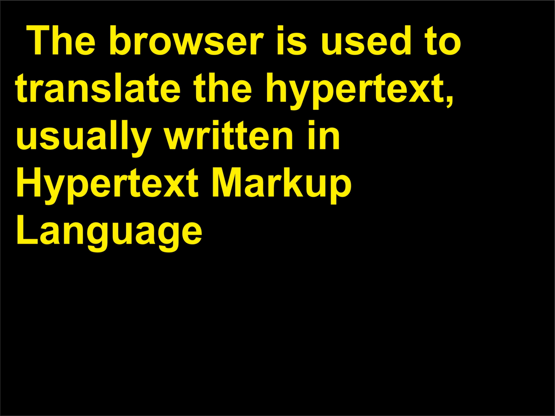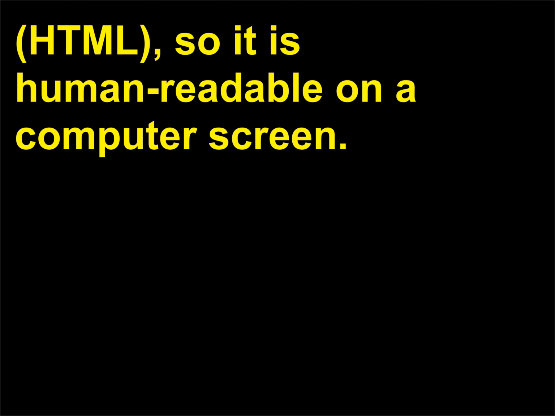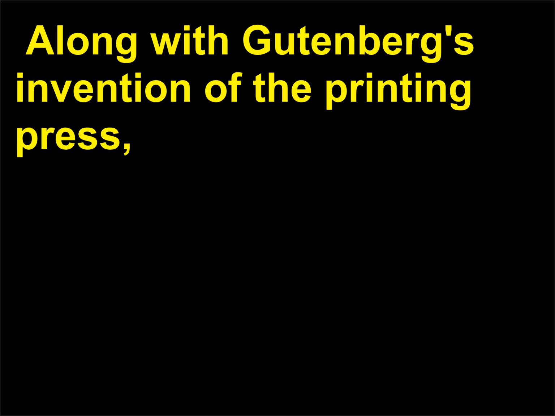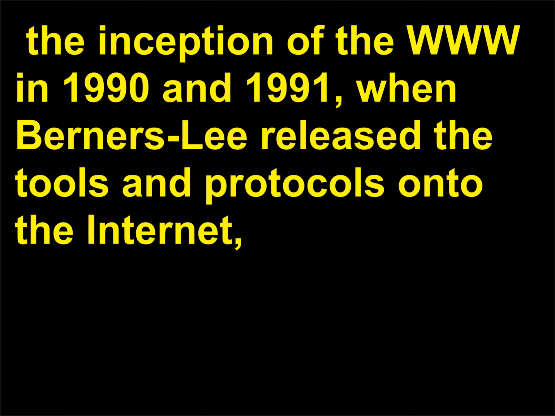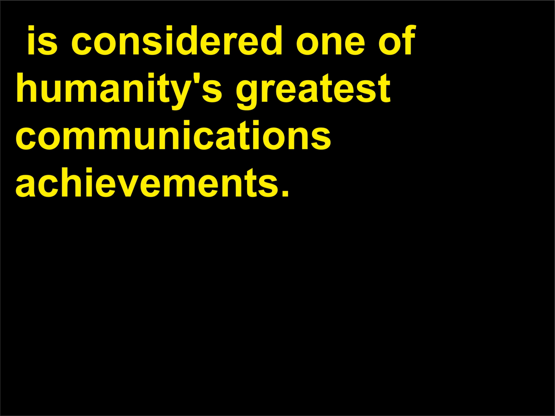The browser is used to translate the hypertext, usually written in hypertext markup language, HTML, so it is human readable on a computer screen. Along with Gutenberg's invention of the printing press, the inception of the WWW in 1990 and 1991, when Berners-Lee released the tools and protocols onto the Internet, is considered one of humanity's greatest communications achievements.